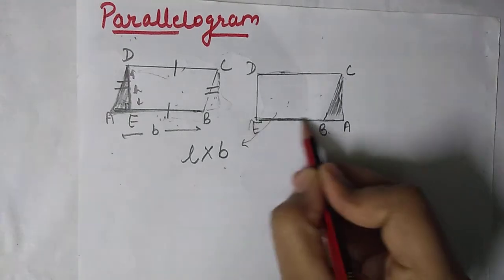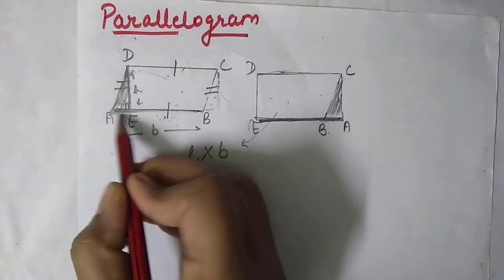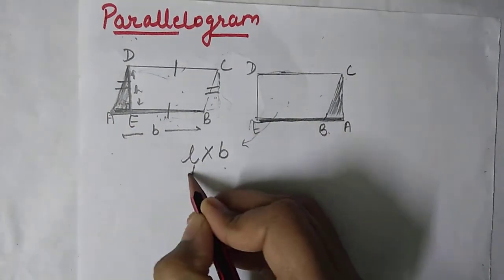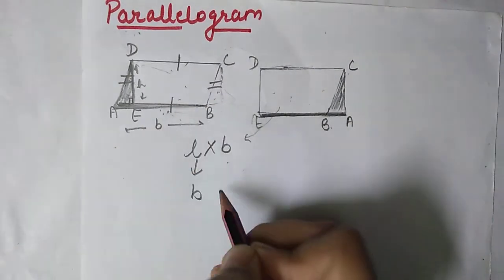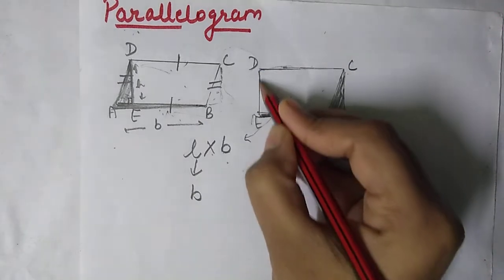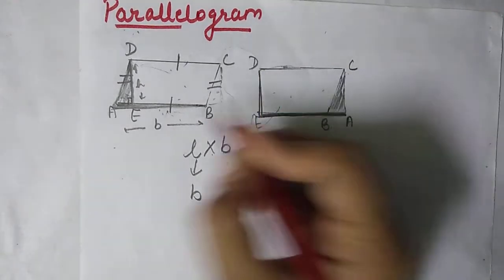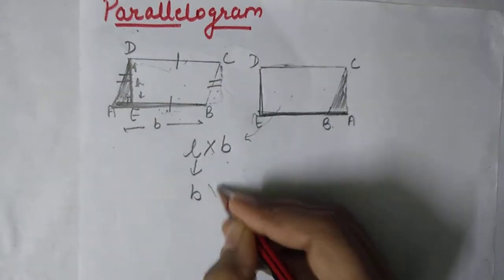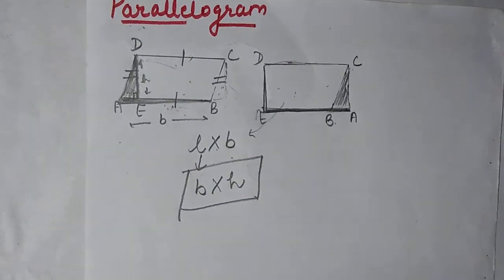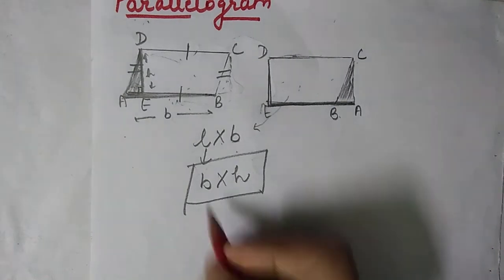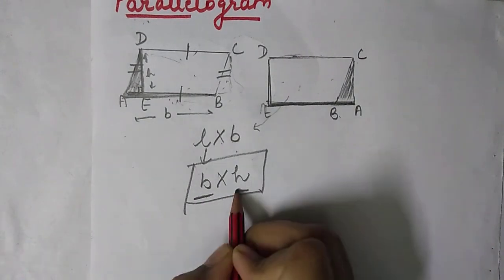So the area of a rectangle is L into B, and we have to find the area of the parallelogram. Here this is L, the same as this base, so in place of L can I write B? Because they both are the same. And in place of breadth, the same line is the height here. So this is H. So this is the area of a parallelogram: base into height.